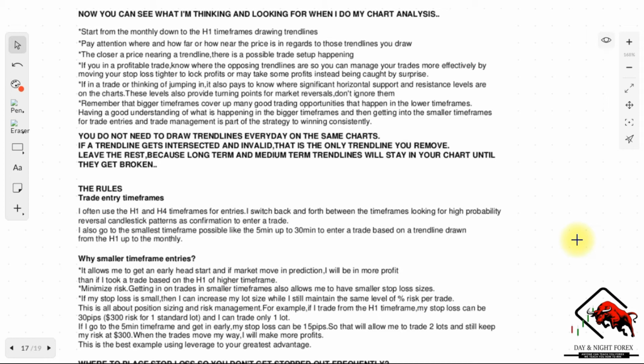Okay, so now you can see what I'm thinking and looking for when I do my chart analysis. Start from the monthly down to the H1 timeframes drawing your trend lines, right? Pay attention to where, and how far or how near, the price is in regards to those trend lines you draw, meaning the current price, where it is at the moment when you're drawing those trend lines. The closer the price is nearing a trend line, there is a possible trade setup happening.